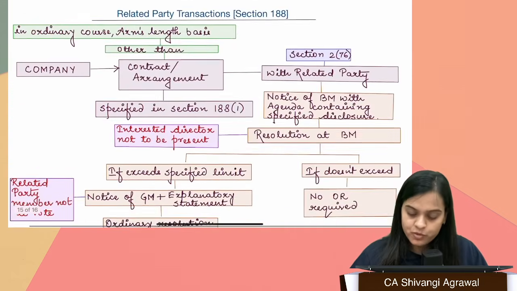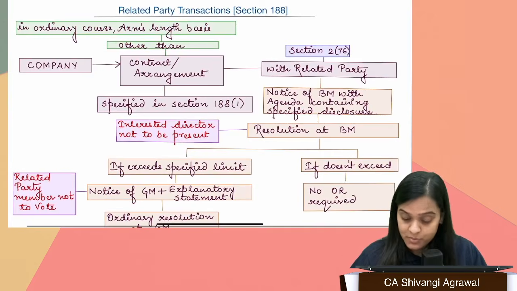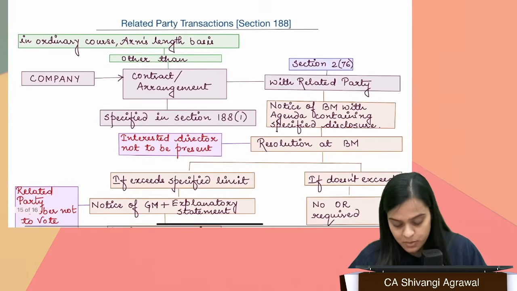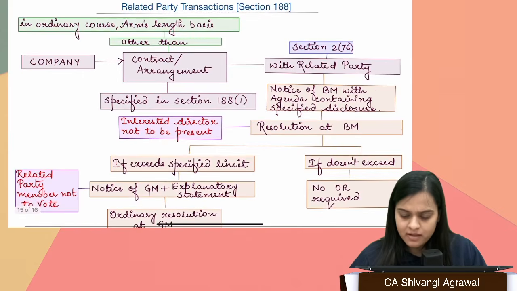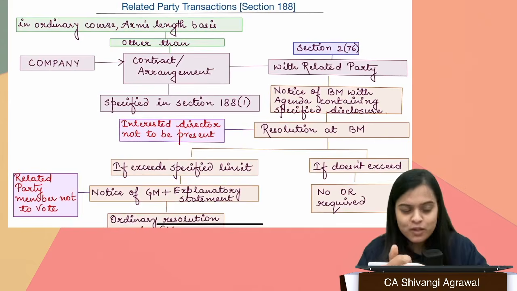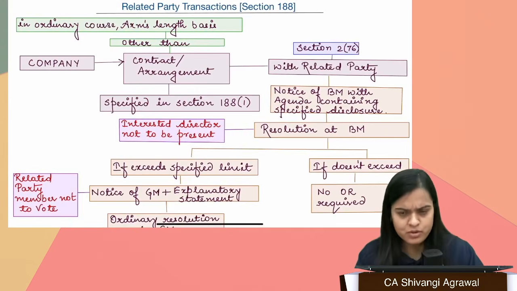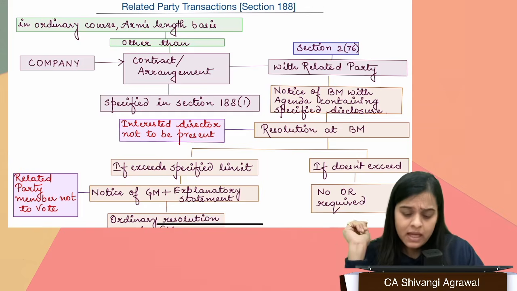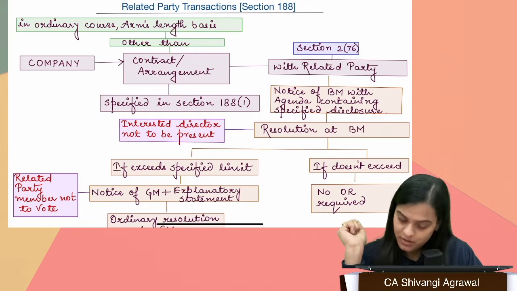Okay, and here we move to the last section of this particular chapter that is in your syllabus, because there are many other sections which I have very quickly told you, but that we're not going to revise here. Okay, now section 188, that is related party transactions.